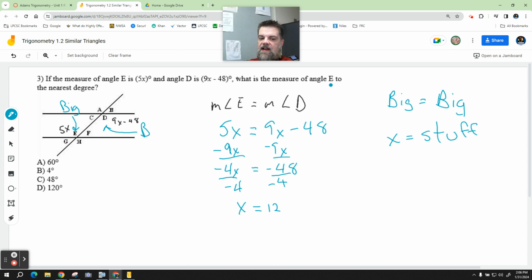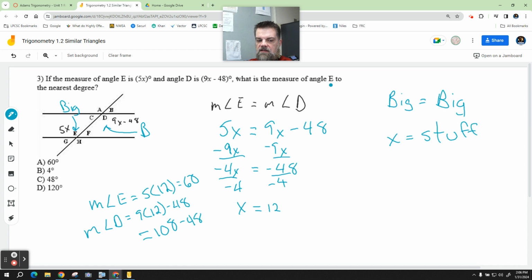Now that's not the answer. That's what x is. So I got to plug that back in. In other words, the measure of E is equal to 5 times 12, which is 60. And then just to make sure, I'm going to plug it into this one here, because remember, they should be congruent. So just to make sure, I'm going to say 9 times 12 minus 48. 9 times 12 is 108, right? Minus 48. What's 108 minus 48? 60.